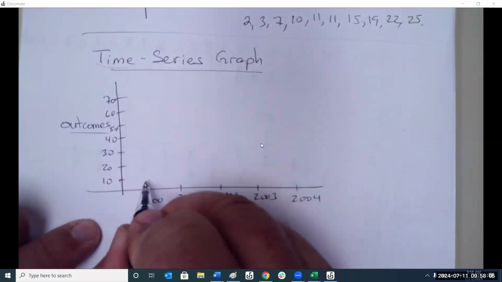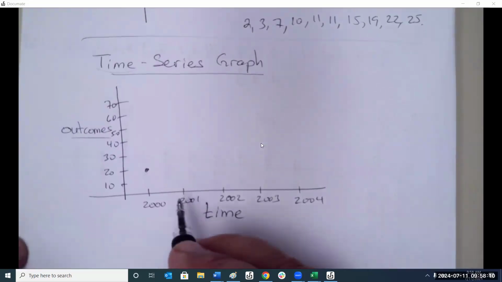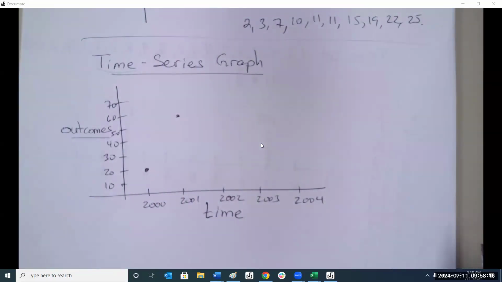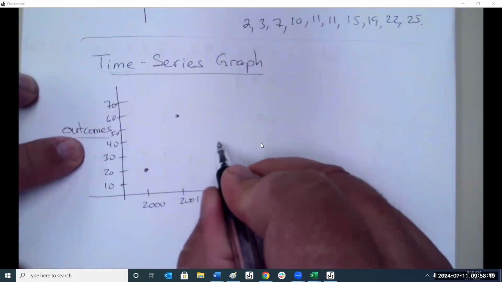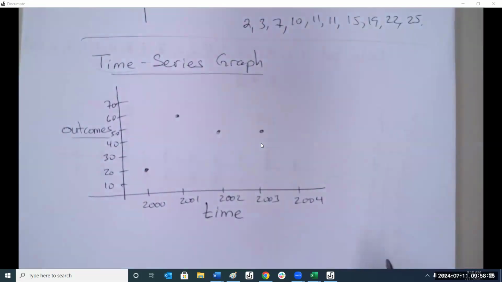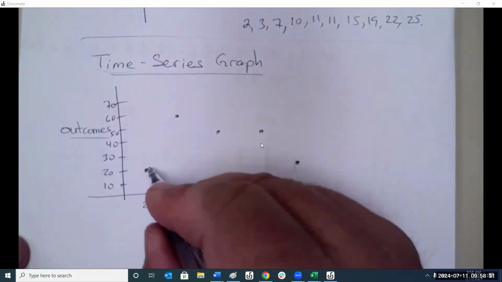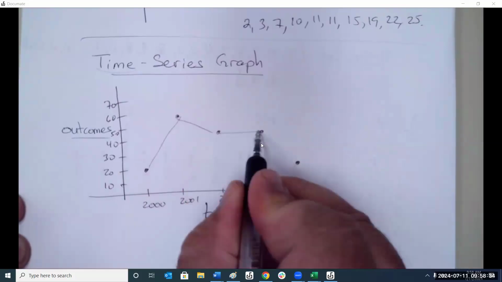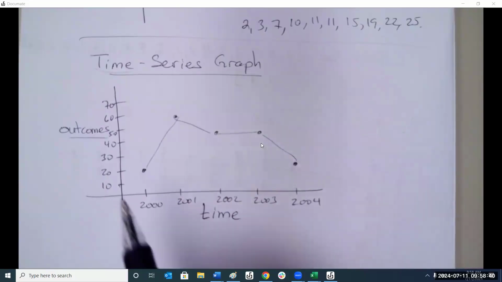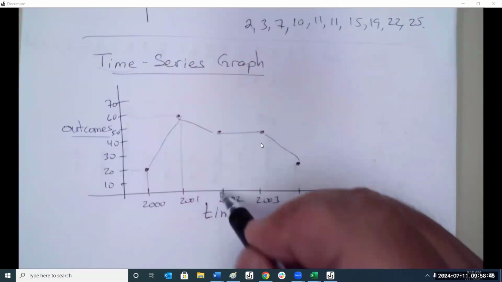So in the year 2000, let's say that 20 homes were built in this district. Then 2001, it jumped to 60. In 2002, we go down to 50, and then stay at 50 in 2003. And then 2004, we drop down to 30. So it's kind of like a line because we connect each one of those data dots with straight lines. And each year, or whatever time period you have, whatever you're observing.